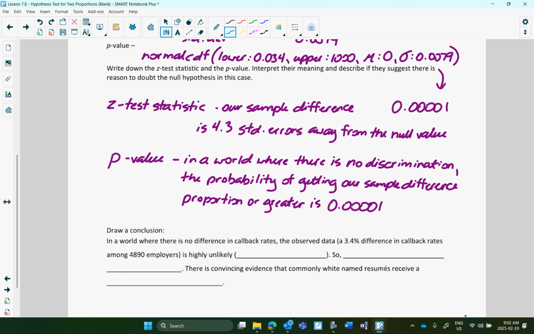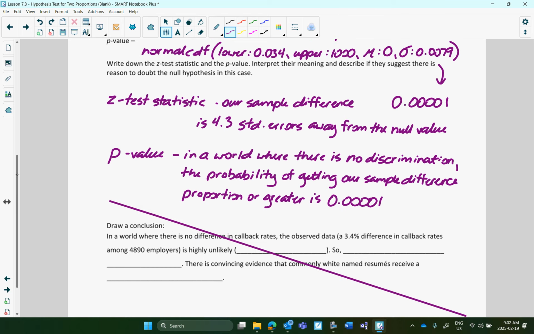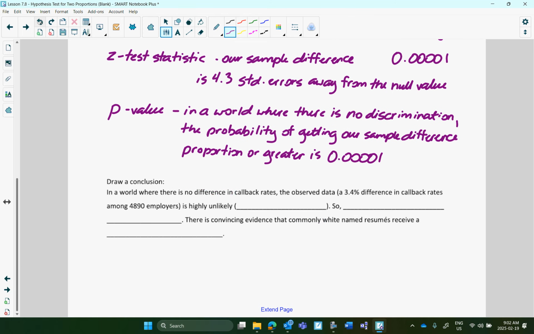And because that's so small, and you guys that are familiar with this, we can draw a conclusion: in a world where there's no difference, the null, the observed data is highly unlikely. The p-value equals 0.401.